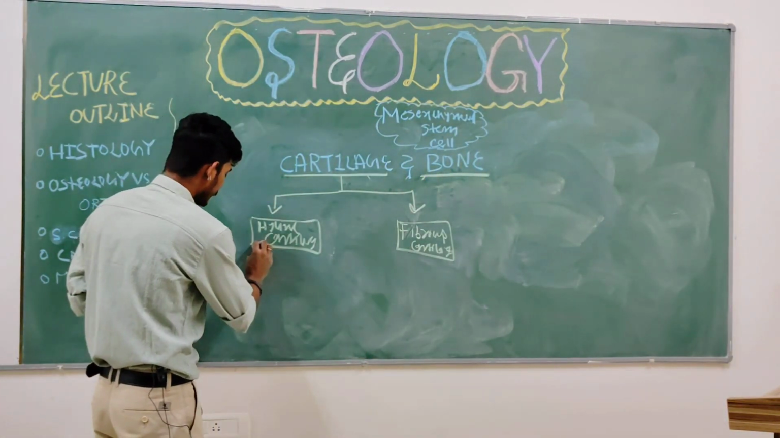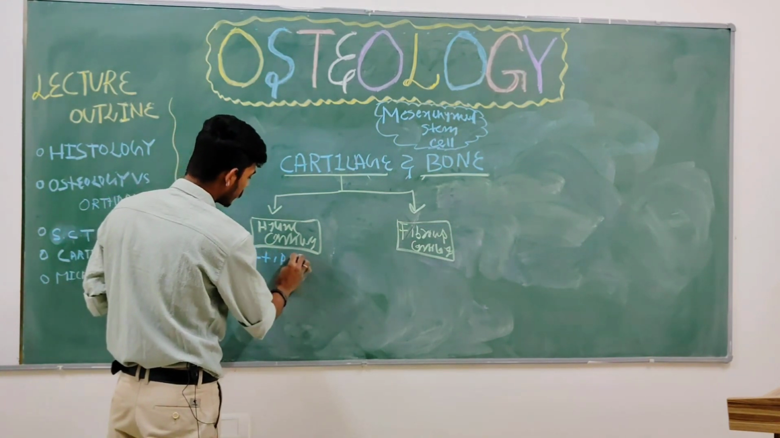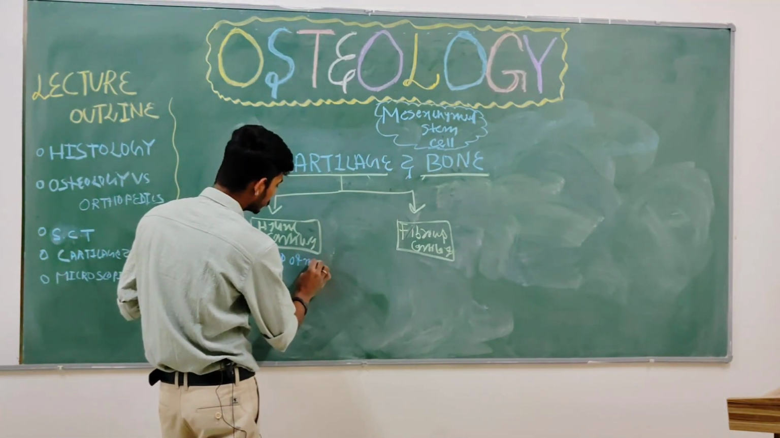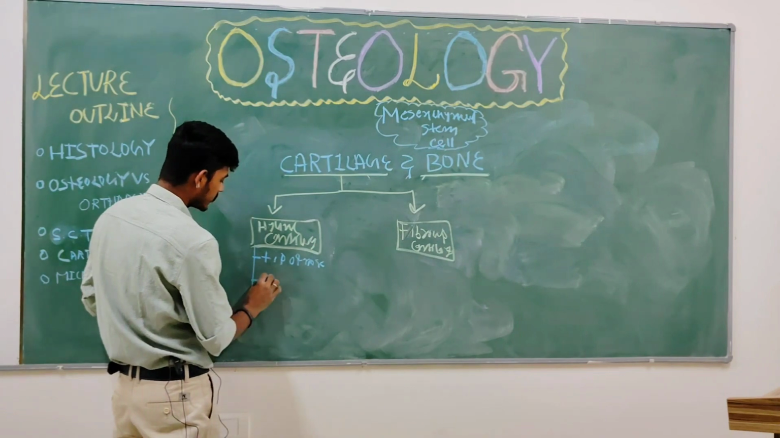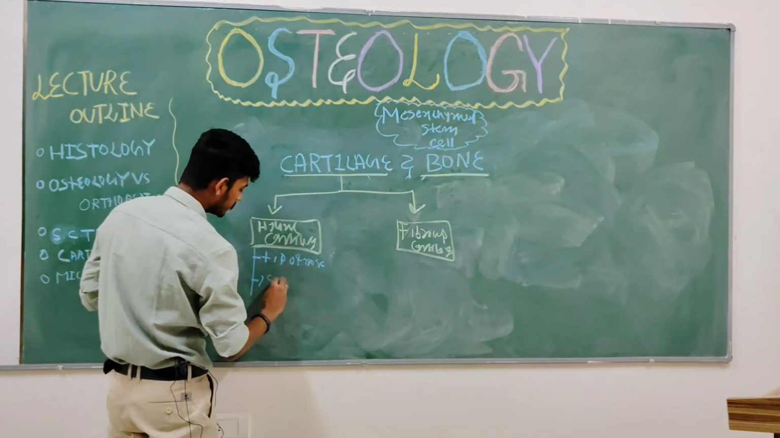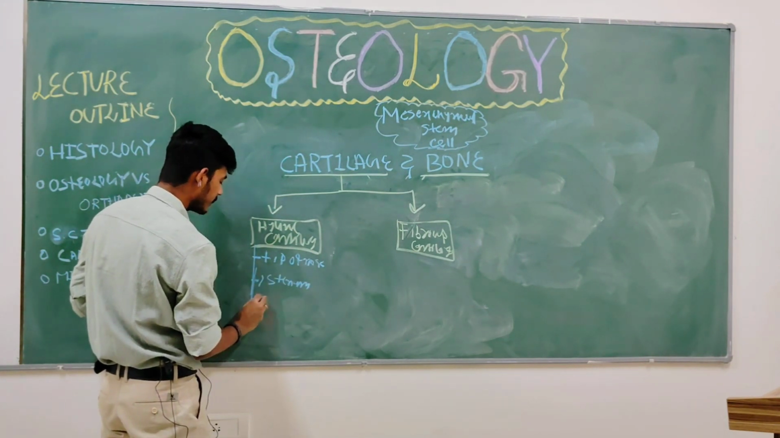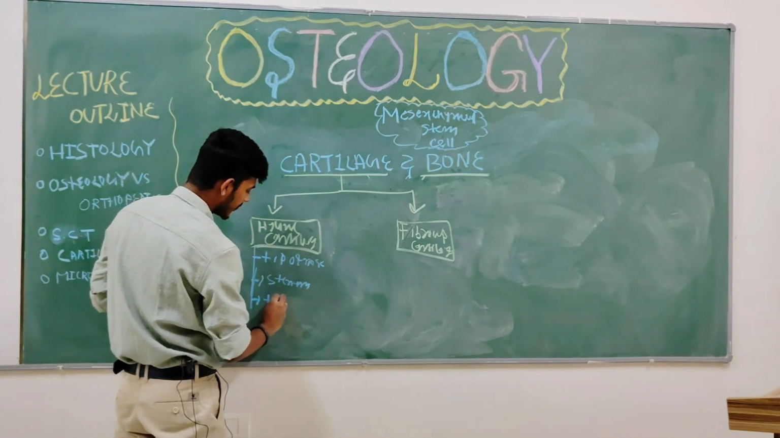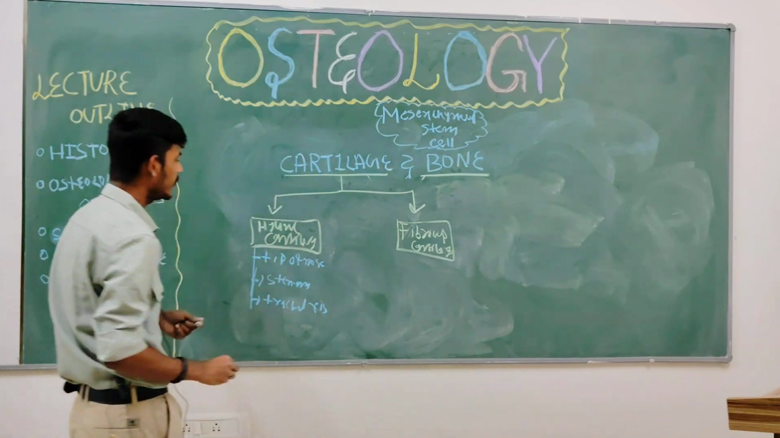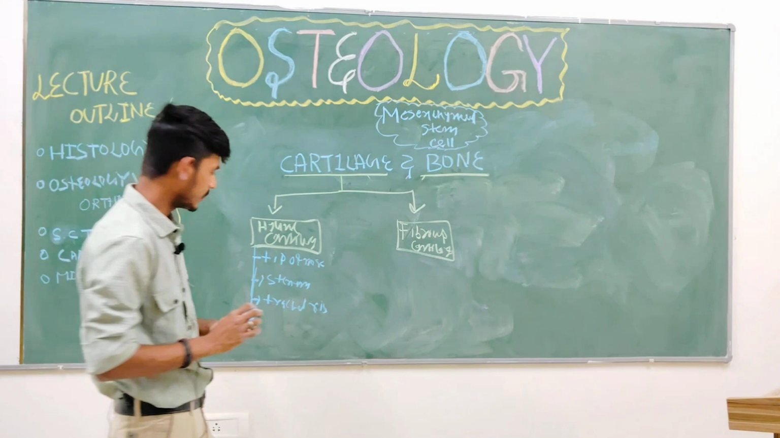The hyaline cartilage is present in the tip of the nose. They are also present in the sternum part, and they are also present in the rings of the trachea. Tracheal rings are made up of hyaline cartilage. So these are some examples of hyaline cartilage.